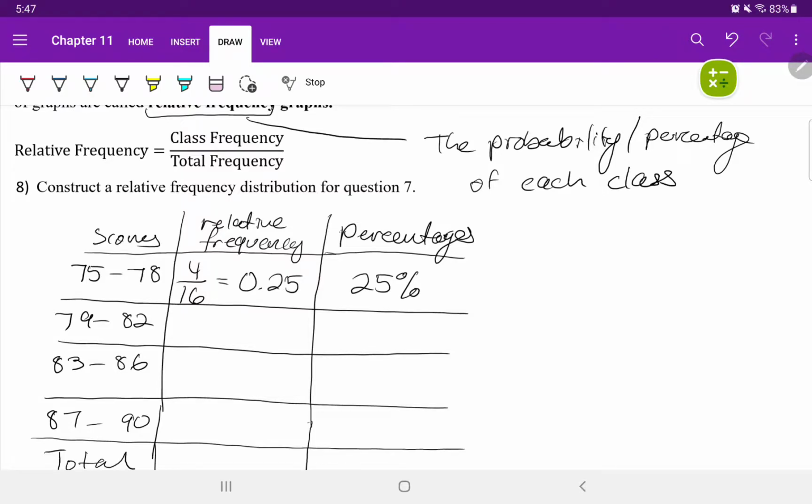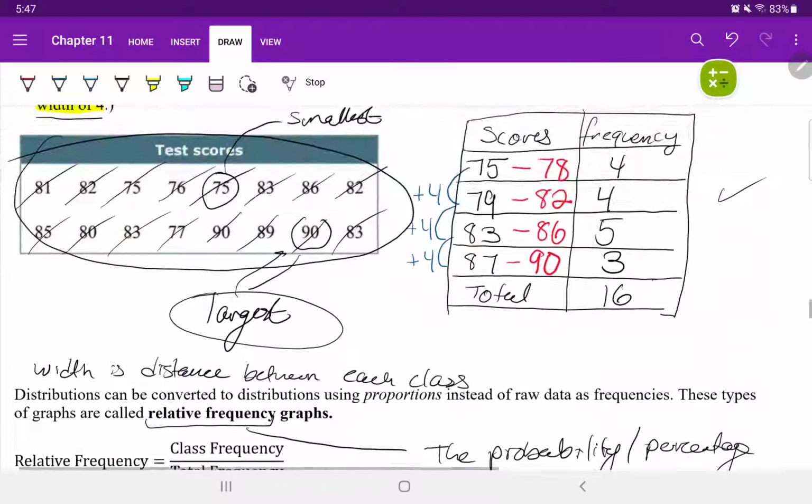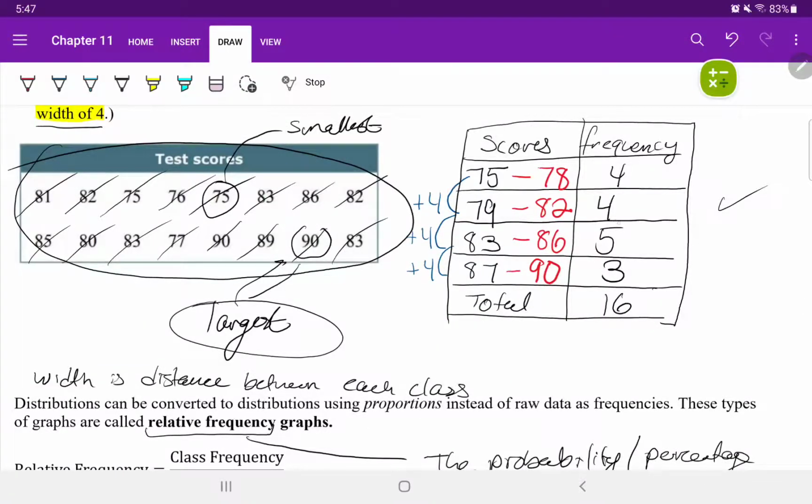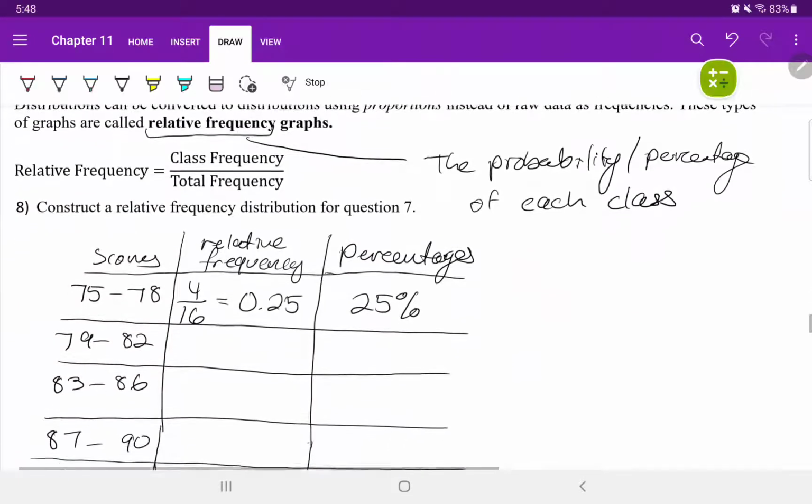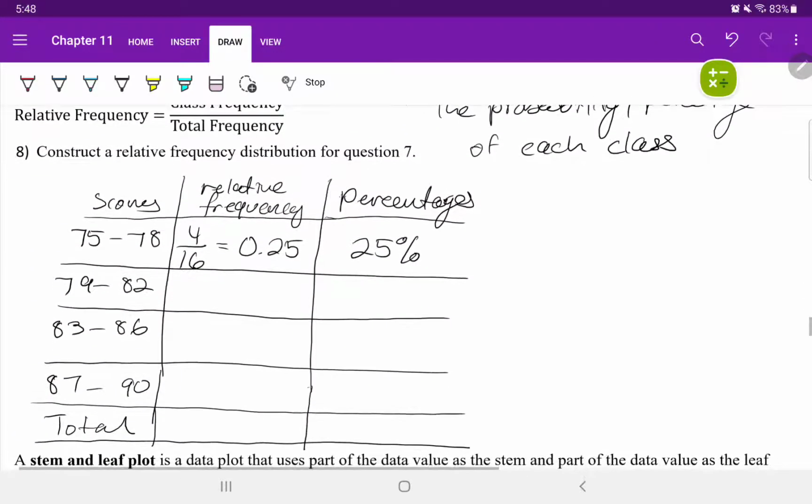The frequency for the class of 79 to 82 was also 4. So, once again, repeat the same process. Take the class frequency, which is 4, divided by the total frequency, which is 16, 0.25, or 25% again.